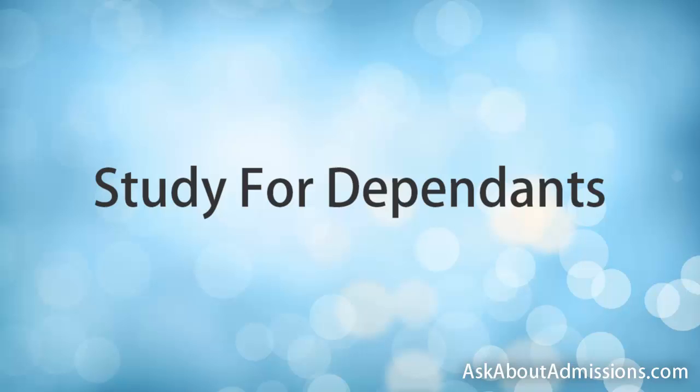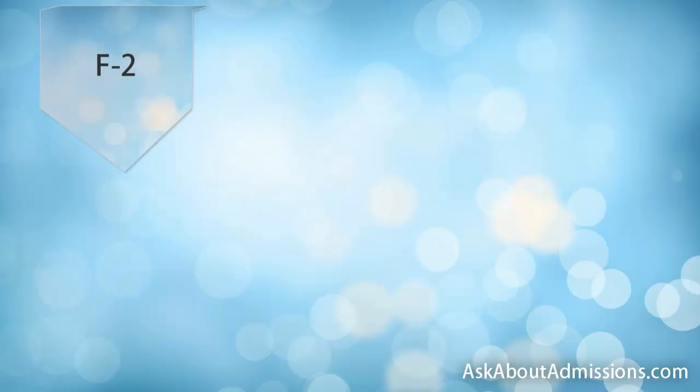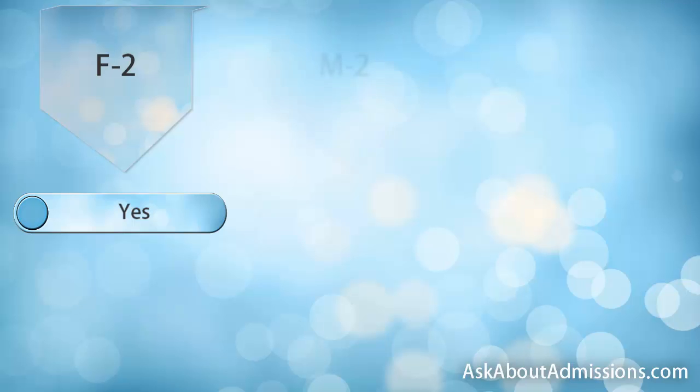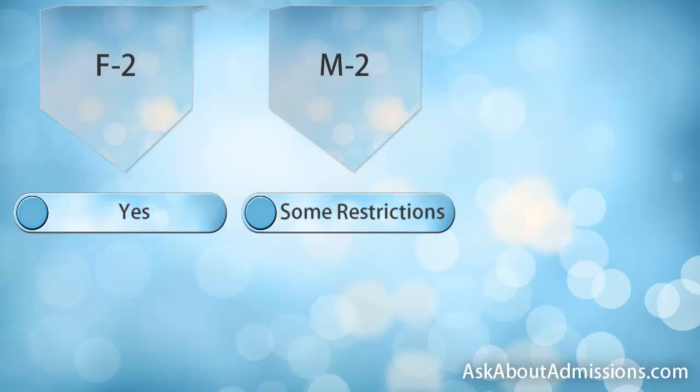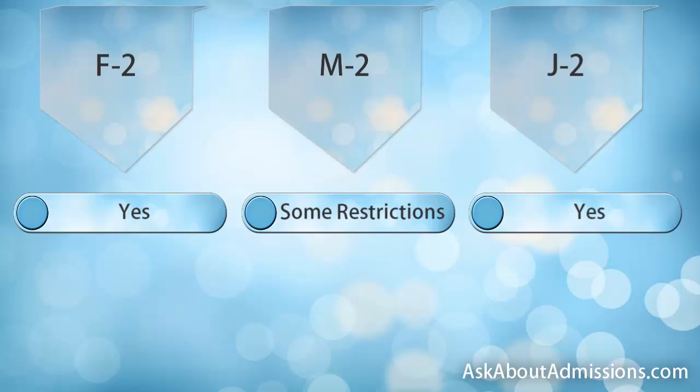Study opportunities for dependents. Dependents of F1 visa holder may study on F2 visa. They do not have to apply for separate study visa. In case of M1 visa holder, a spouse may not engage in a full-time study, and M2 child may only engage in full-time study if the study is in elementary or secondary school, kindergarten through 12th grade. For J1 visa holders, dependents on J2 visas may study in the US. They don't have to apply for a separate student visa.